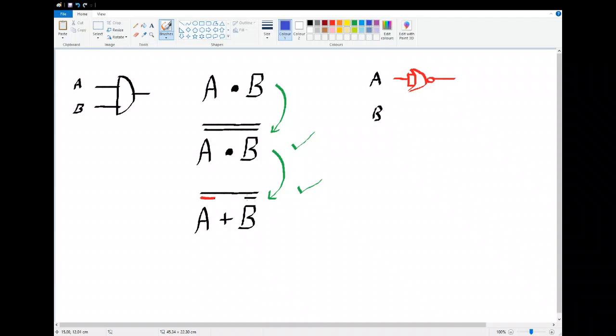I'll take a different color for the other one. We've got an inverter there as well. Again, we'll have to use NOR gates to make the inverter. And then finally, we have a NOR gate here, because there's the plus symbol and there's the line over the top. So we have another NOR gate sitting here.